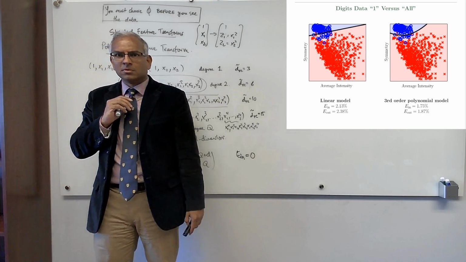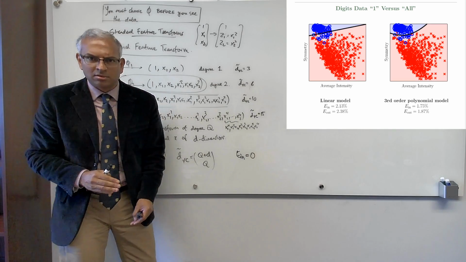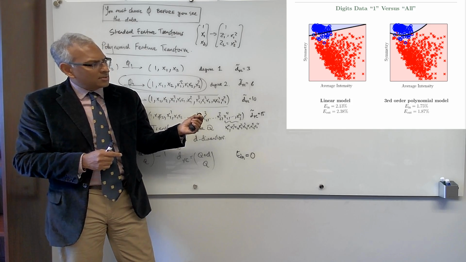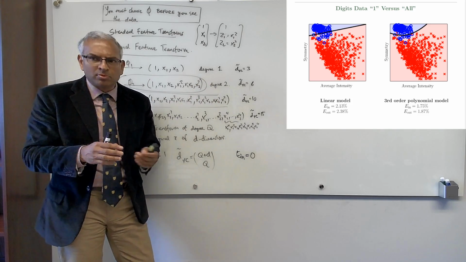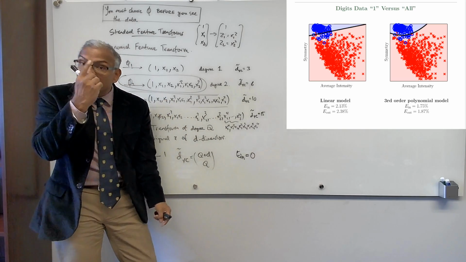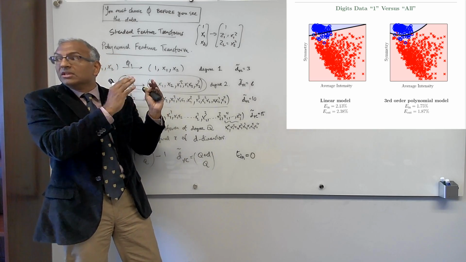So, if you look on the left, we see the linear model. And it does pretty well, but it gets an in-sample error of about 2.3, 2.4%. And then the out-of-sample error is comparable. Why? Because it's the linear model in 2 dimensions. You've got a tight link between E in and E out.